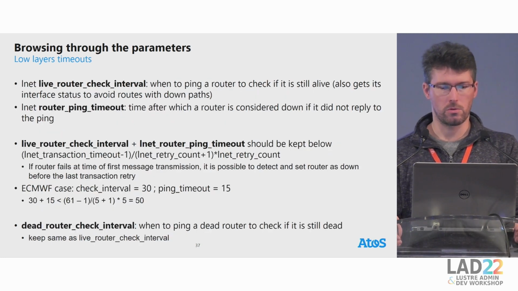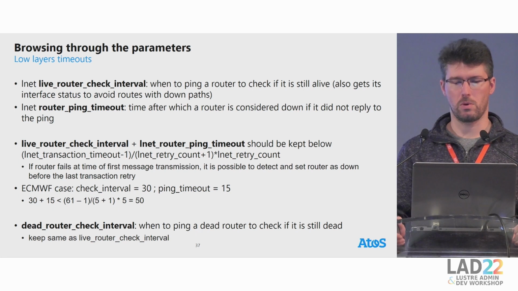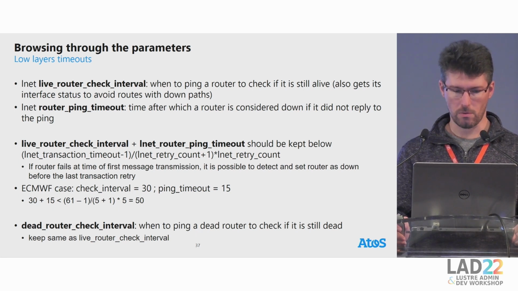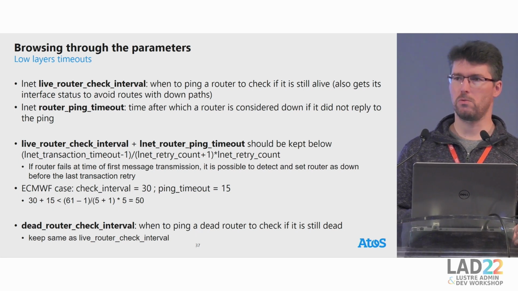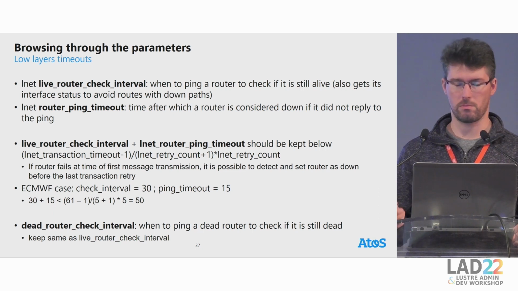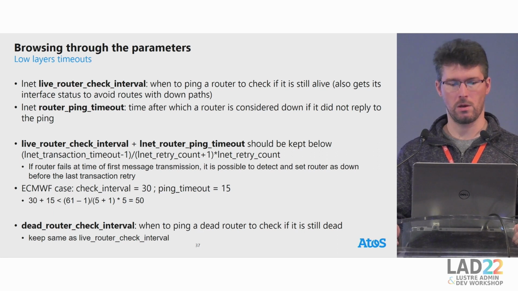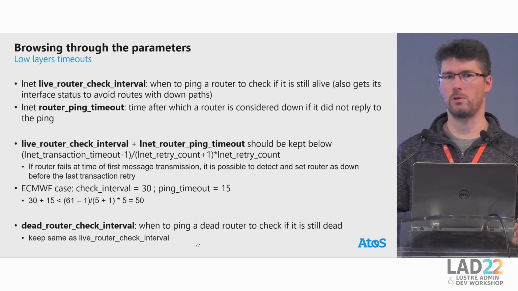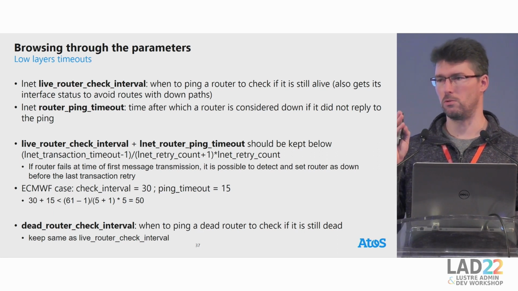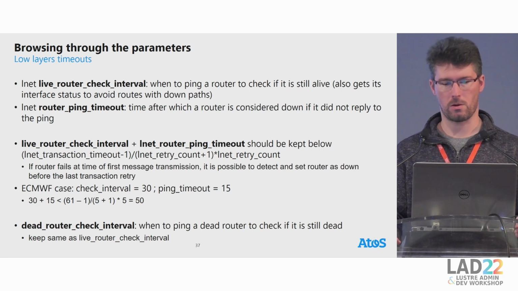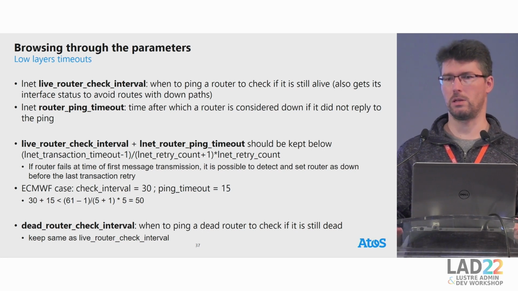Then comes the live router check interval. This defines when you want to check that a router is still alive, after how many seconds. The router ping timeout defines how much time you wait, once you check the router, to decide whether it is still alive or down.